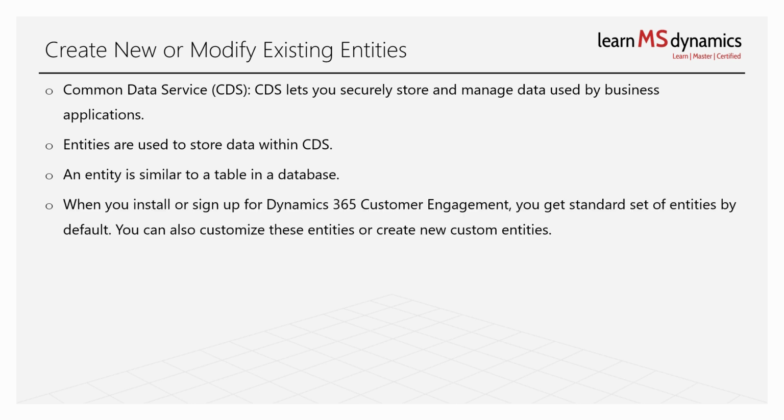And when you install or sign up for Dynamics 365 customer engagement, you get a standard set of entities by default. So there's a standard set of entities available for Dynamics 365 customer engagement to work and provide the base functionality. Please note that you can customize most of these entities, and also it allows you to create new custom entities based on your requirements. For example, if your client is using sales module and they need one more entity which is not available in the standard set of entities, then you need to create custom entities based on their requirements. So that entity also becomes part of CDS or Common Data Service.